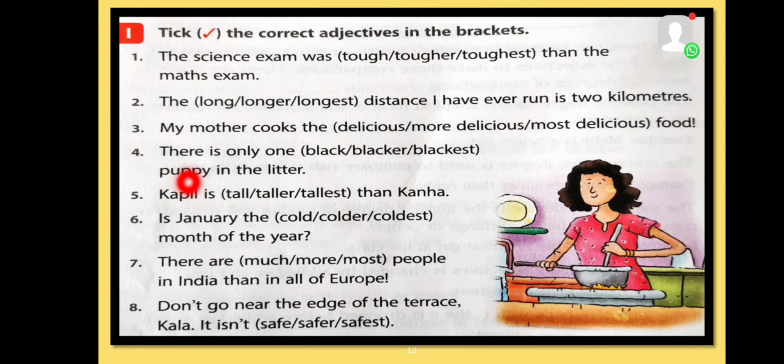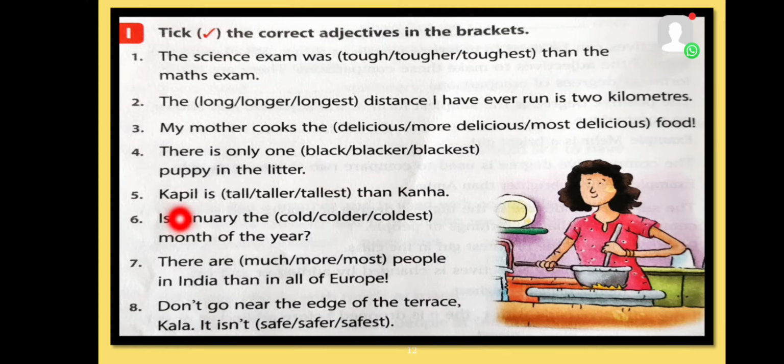There is only one blacker, blackest puppy in the litter. So here you won't see any such comparison over there. So you should not use superlative or comparative. If there is no comparison, you have to use the positive degree. So it will be, there is only one black puppy in the litter.